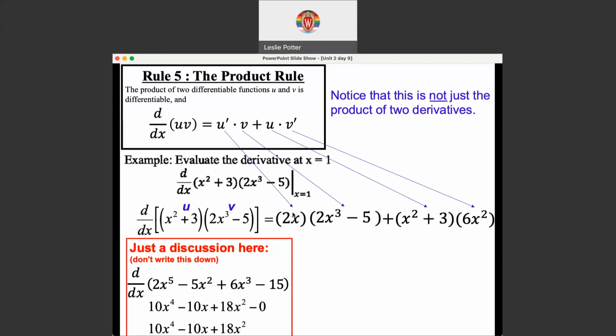So now I have U prime V plus U V prime. So let's simplify this. Let's distribute this. So that gets us 4x to the 4th minus 10x. Let's distribute this. That gets us 6x to the 4th plus 18x squared. Let's combine our like terms. Where do we have like terms? We have the 4th degree terms here. 10x to the 4th. Look at that.